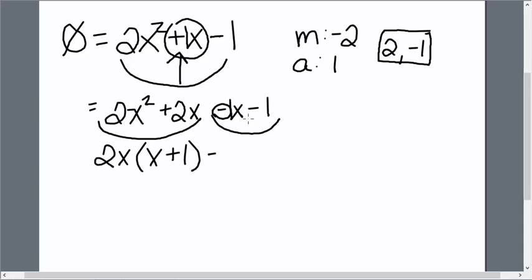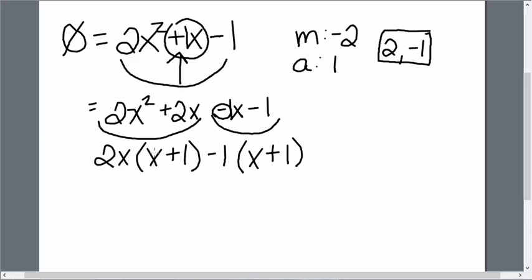And we have to think of what these two both have in common. They both only have a 1. So we're going to bring down the 1. Now, negative 1 times what is negative 1x? Well, that's going to be positive x. And then negative 1 times what gives us negative 1? That's going to be positive 1.